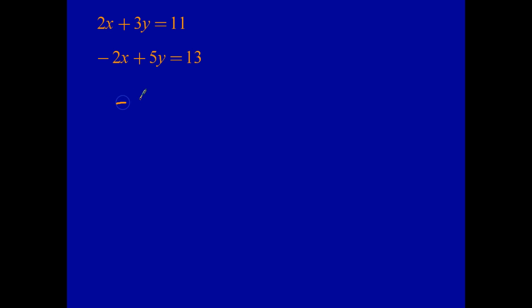Elimination says I'm going to rewrite my equations here. So 2x plus 3y is equal to 11, and then negative 2x plus 5y is equal to 13. Essentially, I'm going to add my two equations together. Since the variables are the same, x and y mean the same thing, I'm going to add these together. The goal here is to eliminate one of the variables when I'm adding them together.